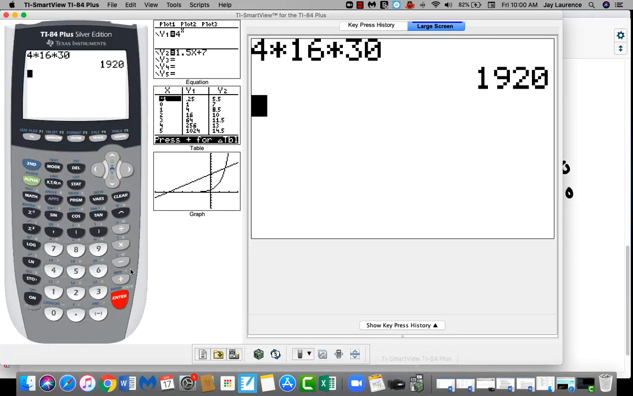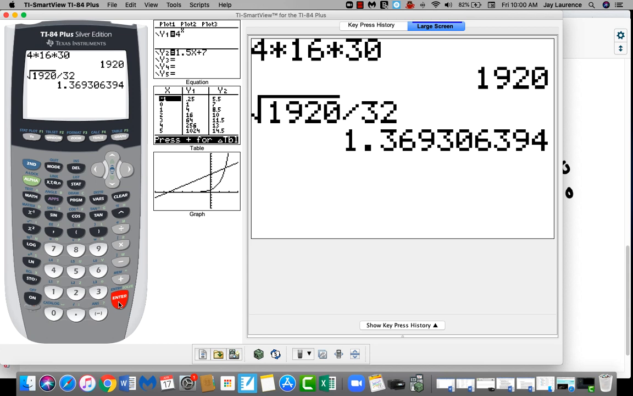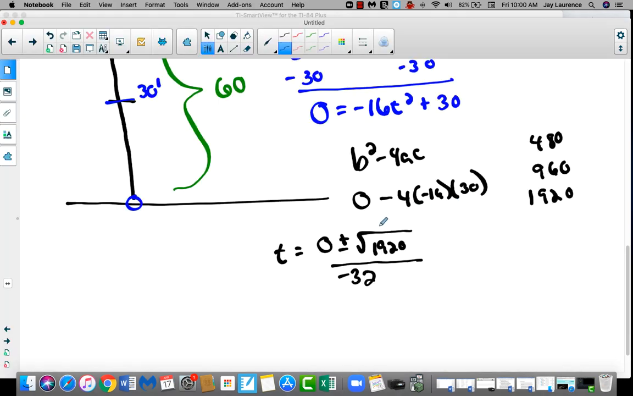I'm going to do the square root of 1920, and I'll divide that by 32. Why not negative 32? Because I canceled out the negatives. So it's going to take about 1.34 seconds. The time here is about 1.34 seconds, right?